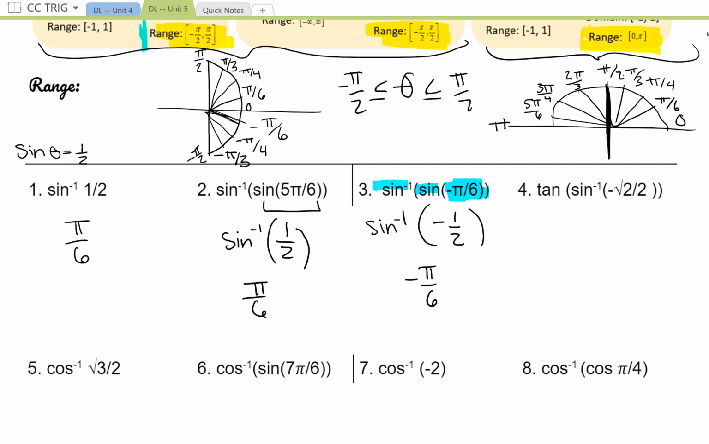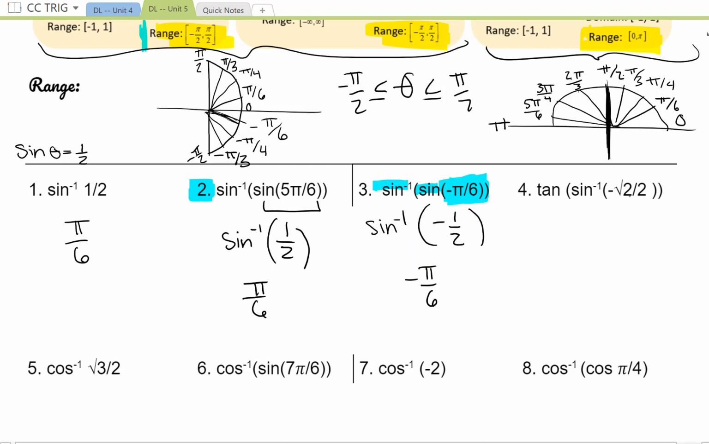So notice how this number 2 did not turn out to be 5 pi/6 as the answer, even though a sine inverse of sine can reduce. But 5 pi/6 is not in the restrictions for sine inverse. So since you're taking sine inverse of it, you have to choose an angle within the restrictions. But because negative pi/6 was within the restrictions, it ended up giving you the same thing. It was like asking, what's the square root of 4? And you say 2, and then what's 2 squared? Oh, that's 4. You basically undid and then redid the same thing.